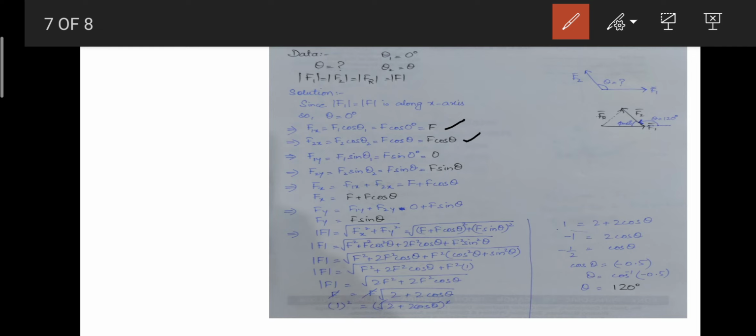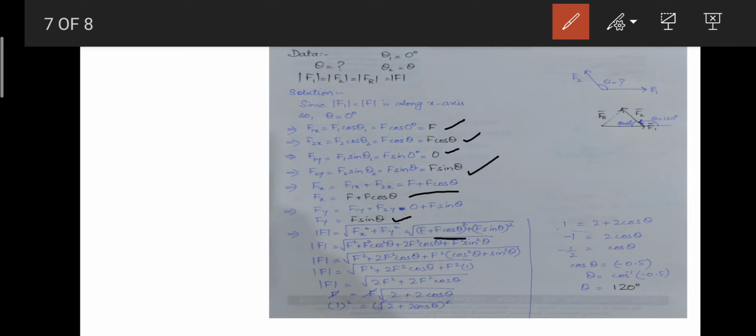Of course theta 1 is equal to 0 degree, so we get the value equals to 0. Now f2y, which is having an angle theta, so the value comes out to be f sine theta. Now adding the x components, it will become f plus f cos theta, and adding the y components, we get f sine theta. Now taking out the magnitude would be equals to fx square plus fy square under the root, and we are going to put the value there.